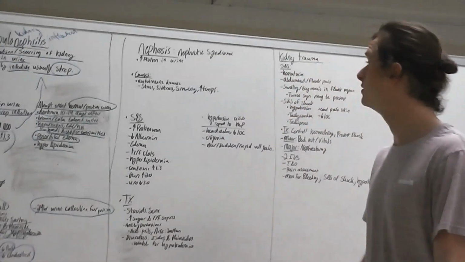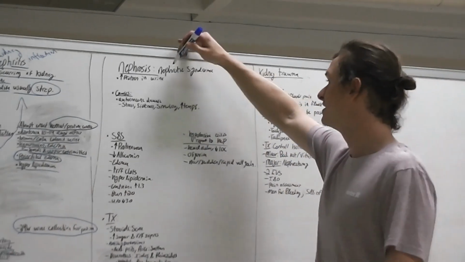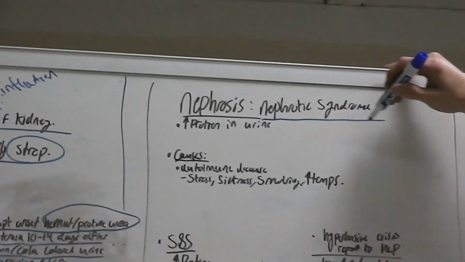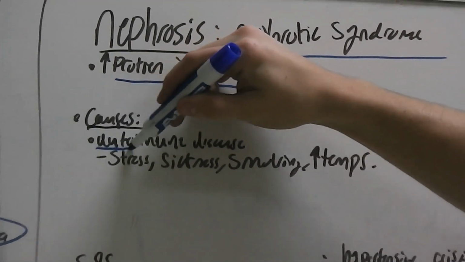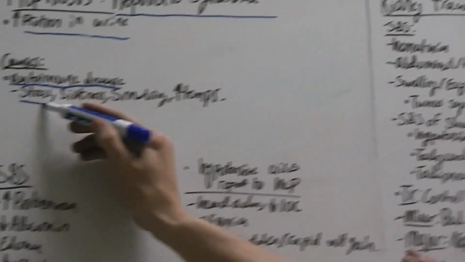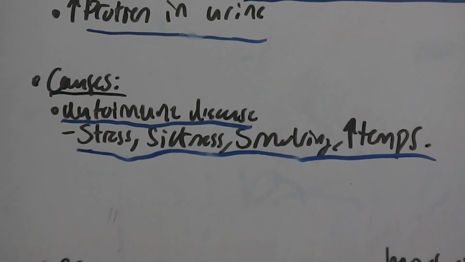Now, next, let's go into nephrosis, which wasn't even in the PowerPoint. We're going over it anyways. It's also called nephrotic syndrome. We're going to have increased protein in the urine. It can be caused by an autoimmune disease, and autoimmune diseases are triggered by the 4 S's, which is stress, sickness, smoking, or sun, also high temperatures.